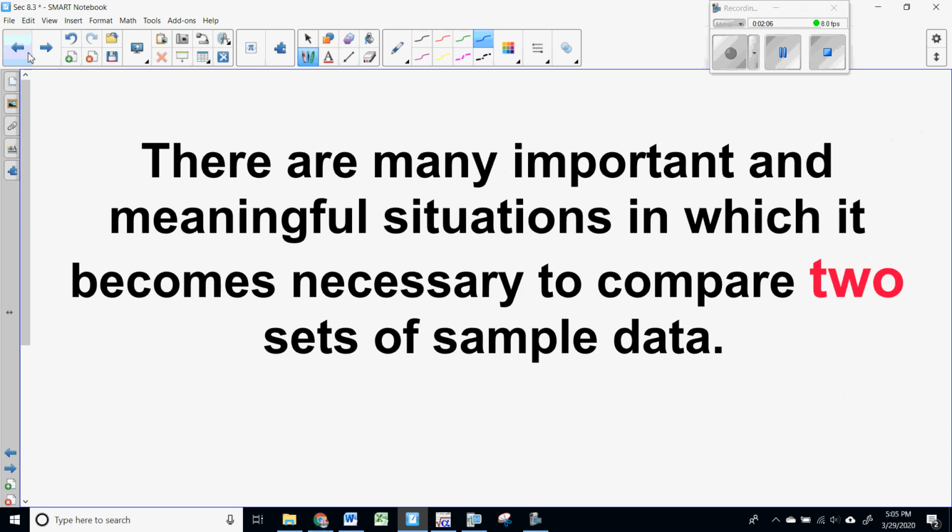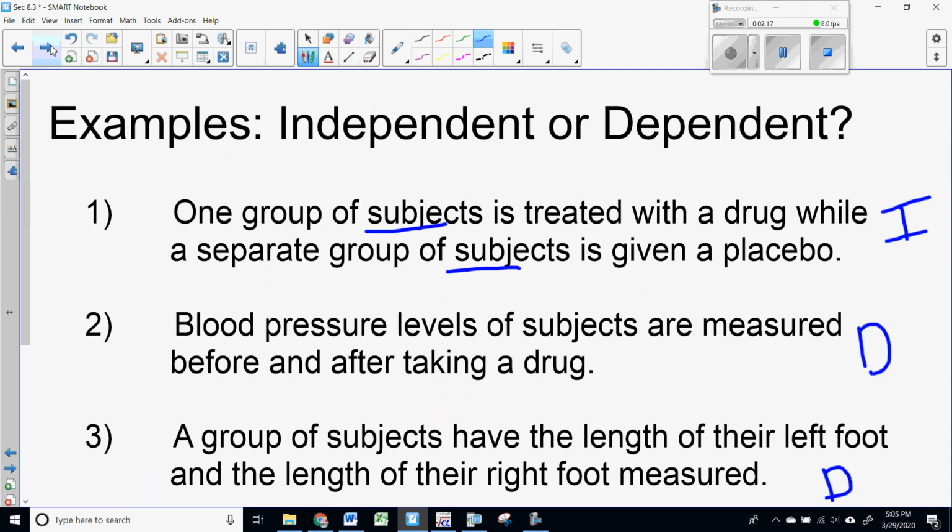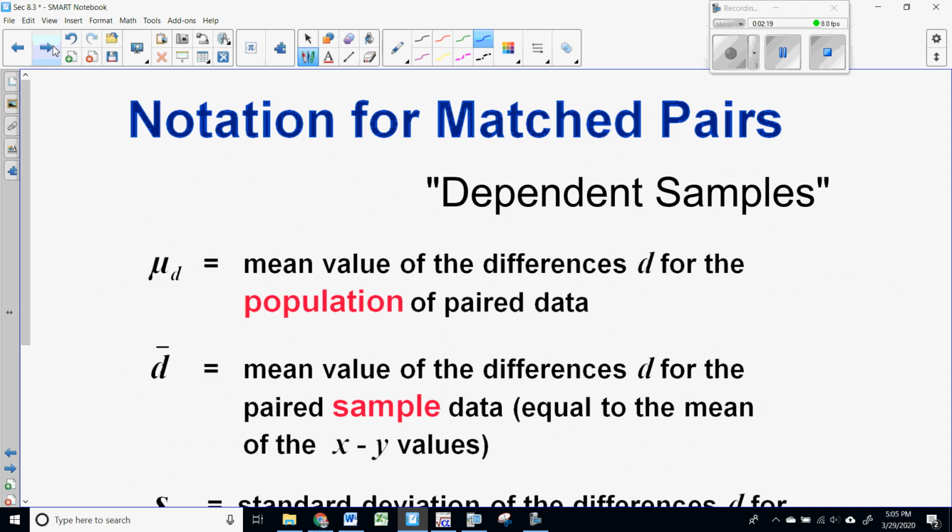Now, there are a lot of situations where it's very important to compare these two sets of data, the before and after and those types of things. And that's what we want to look at. So as we look at matched pairs or dependent samples, let's look at some notation so that we're all on the same page.